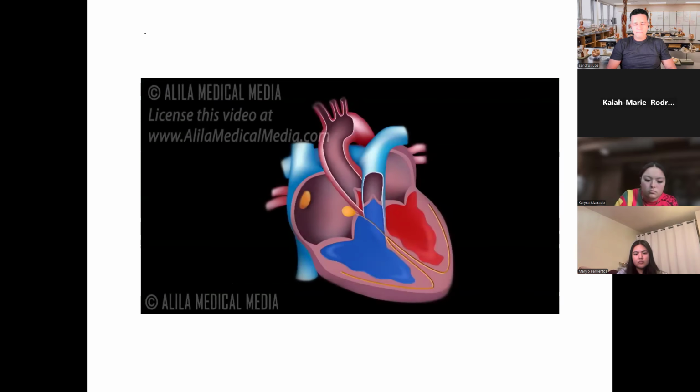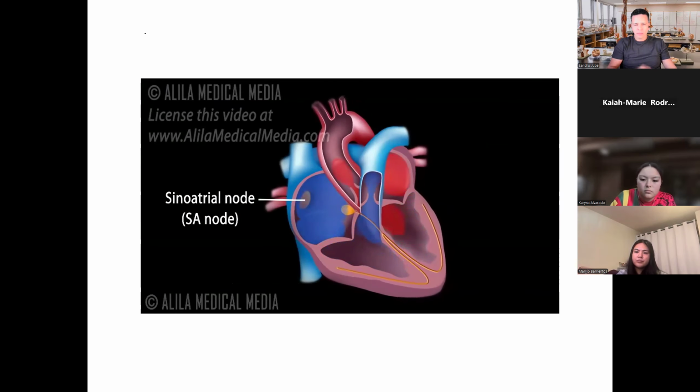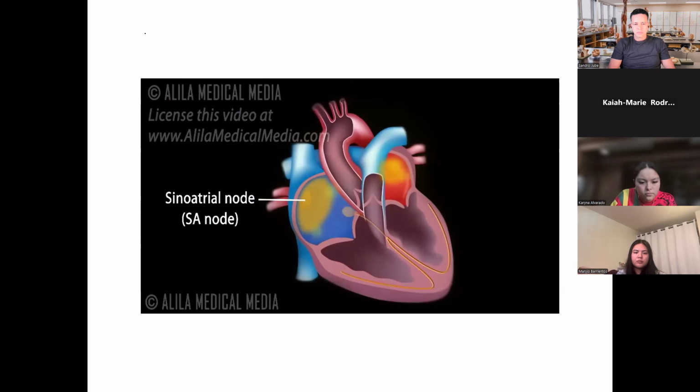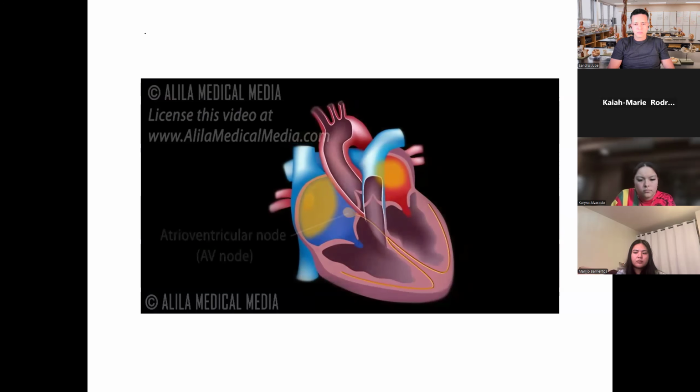The cardiac conduction system consists of the following components. The sinoatrial node, or SA node, located in the right atrium near the entrance of the superior vena cava. This is the natural pacemaker of the heart. It initiates all heartbeats and determines heart rate. Electrical impulses from the SA node spread throughout both atria and stimulate them to contract.